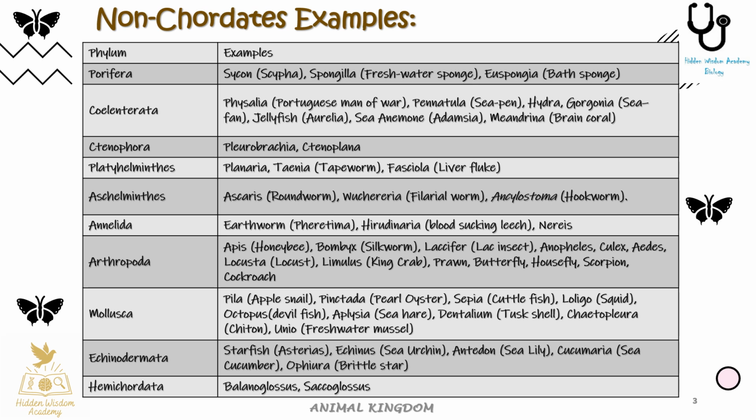In Mollusca, examples include Pila the apple snail, Pinctada the pearl oyster, Sepia the cuttlefish, Loligo the squid, octopus or devilfish, Aplysia the sea hare, Dentalium the tusk shell, Chaetopleura the chiton, and Unio the freshwater mussel. For Echinodermata, we have starfish or Asterias, Echinus the sea urchin, Antedon the sea lily, Cucumaria the sea cucumber, and Ophiura the brittle star. Finally, in Hemichordata, examples include Balanoglossus and Saccoglossus.